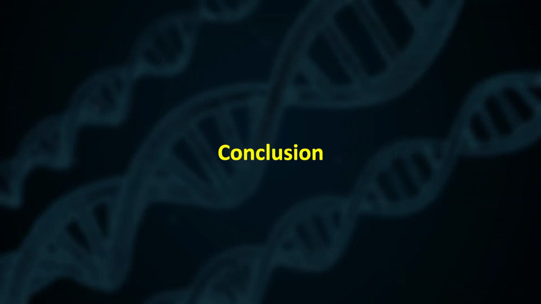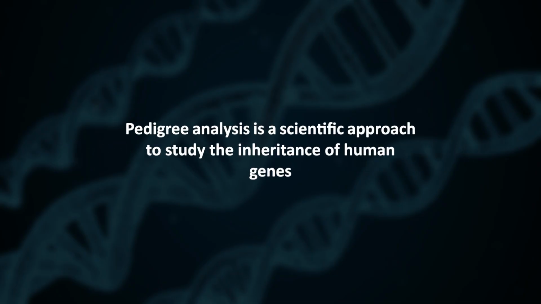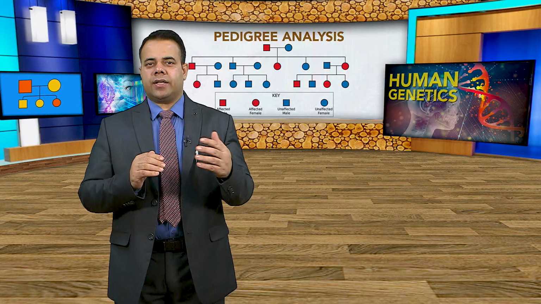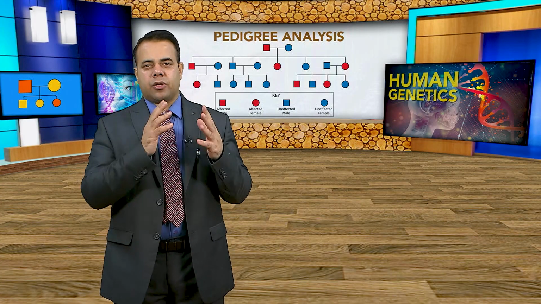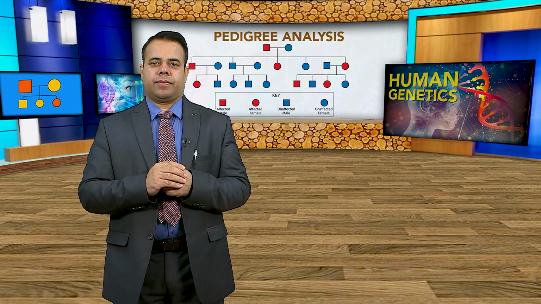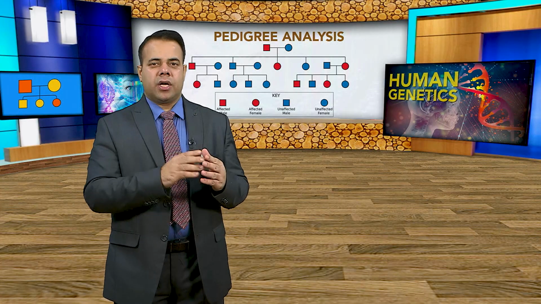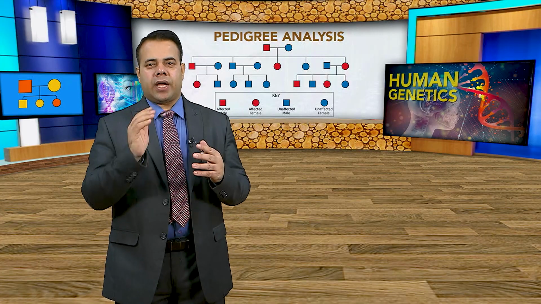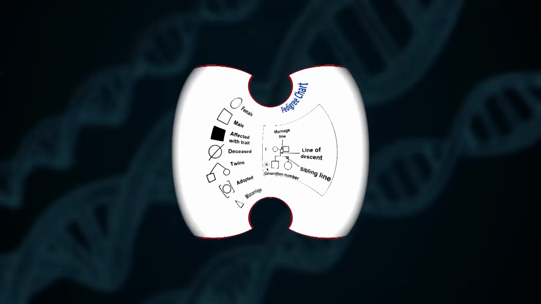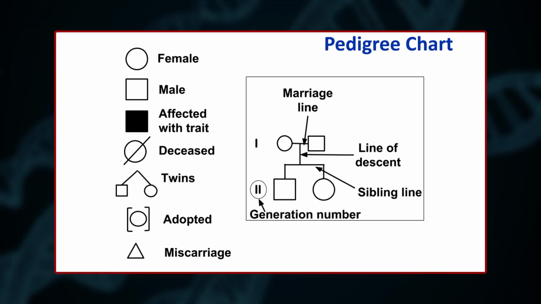Dear students, let's now conclude the lecture. Pedigree analysis is a scientific approach to study the inheritance of human genes. Pedigree analysis can be used to easily understand family history and the inheritance of dominant and recessive traits. With the help of a pedigree chart, one can easily identify dominant and recessive traits and also the carrier of these traits. Pedigree charts are diagrams that show the phenotypes and or genotypes for a particular organism and its ancestors.